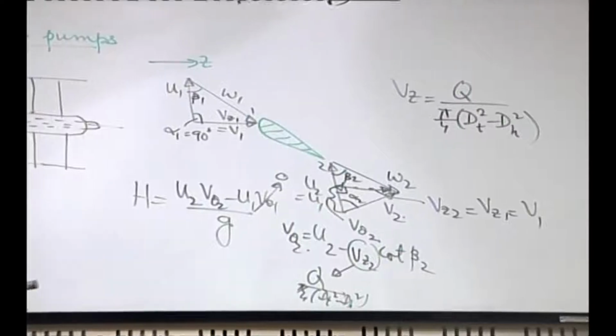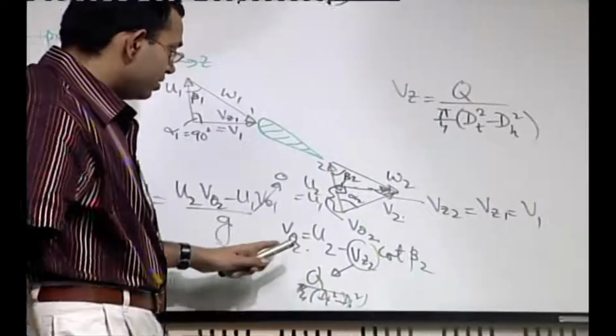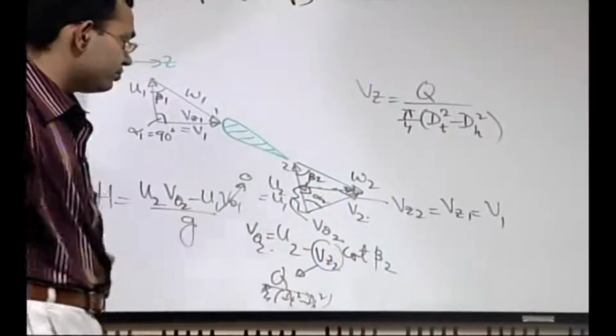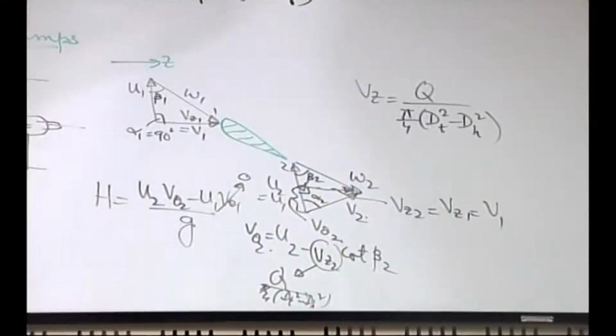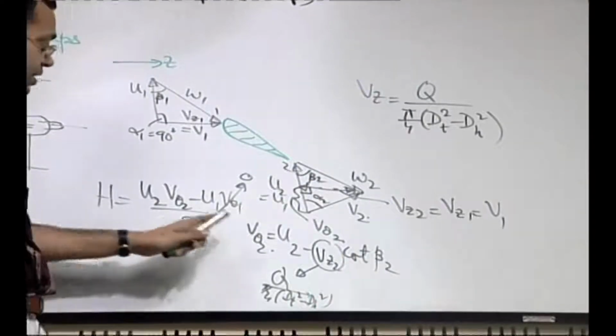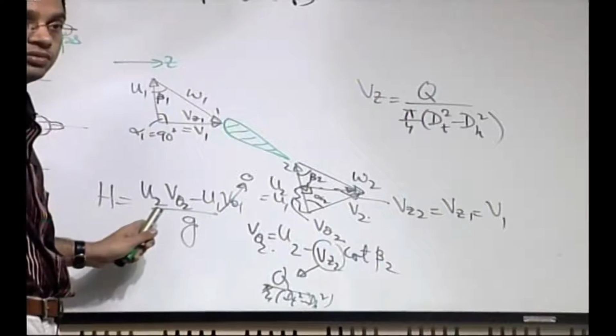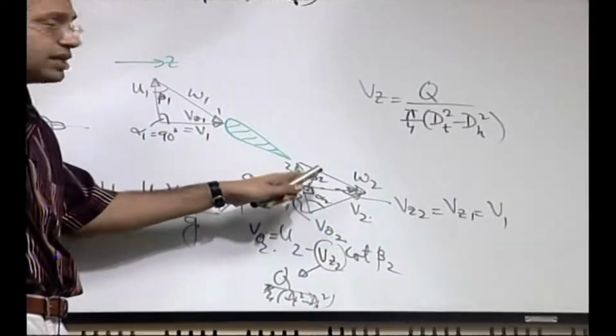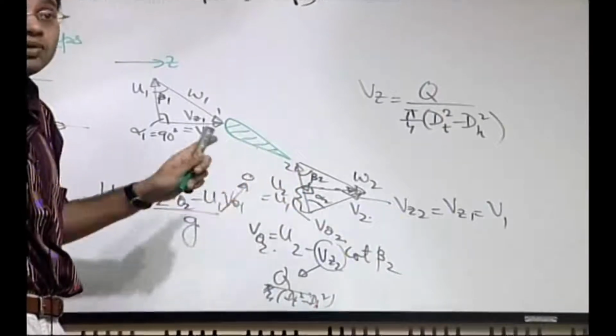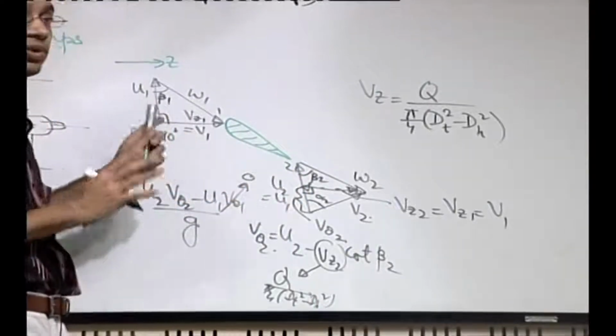So how will the power depend on beta 2? If you increase beta 2, what will happen? Cot beta 2 will decrease, and therefore you expect that the head should be more. So you will have a temptation of increasing beta 2. In reality you cannot do that, we have discussed why.